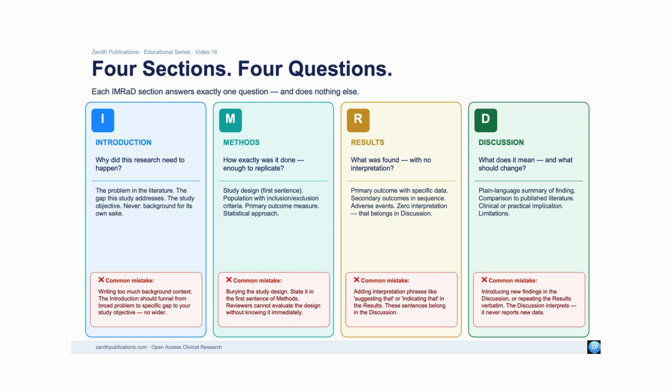Here is the rule that gets broken most often. The results section contains no interpretation. The discussion section introduces no new results. When authors mix these two together, the manuscript fails structural review, at every indexed journal, every time.